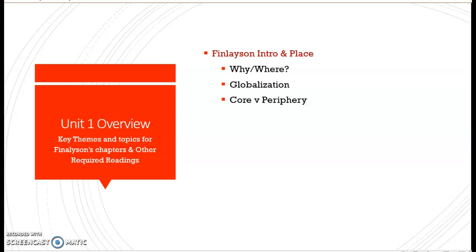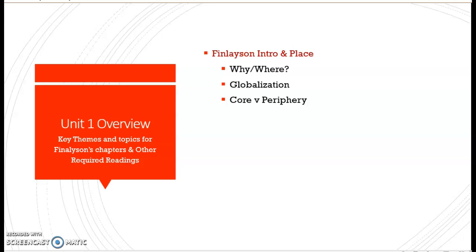When we look at core periphery, we often look at places like the United States as the core, and then different countries that supply our consumer goods, places that supply us coffee or clothes or toys or electronics. We see that many of these countries are actually part of the periphery. The periphery is then really at the mercy of the core.